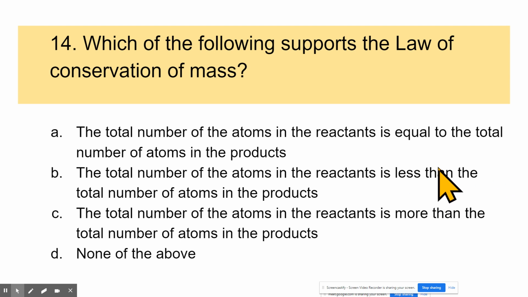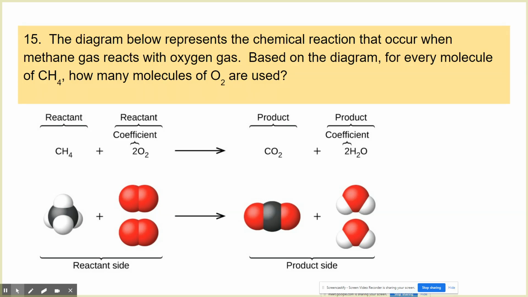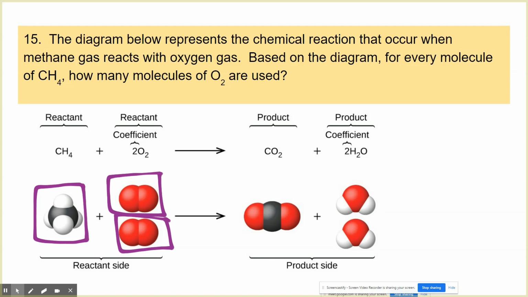Let's look at question number 15. The diagram below represents the chemical equation reaction that occurs when methane gas reacts with oxygen gas. Based on the diagram, for every molecule of CH4, that's our methane, how many molecules of O2 are used? So look at the diagram. It's very clear right there. For every one of this, that's your methane, you need two of these. That's your oxygen right there. Which produces one molecule of CO2 and two molecules of H2O.